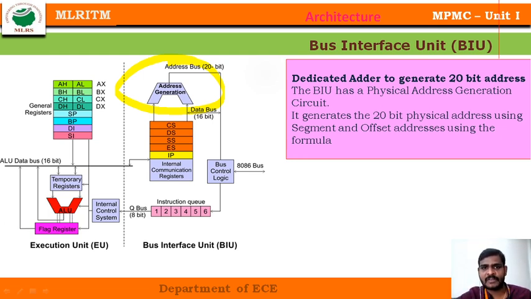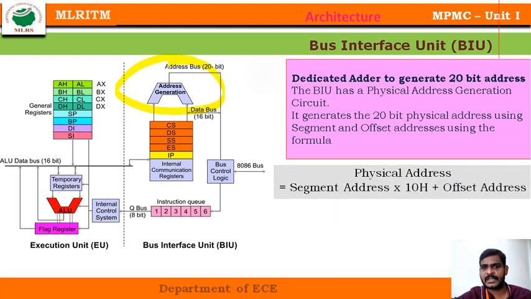Because we have divided memory into segments of 16 bits each, these two 16-bit addresses are used to generate a 20-bit address, which is taken care of by this address generator. So, in depth, how will it generate a physical address?